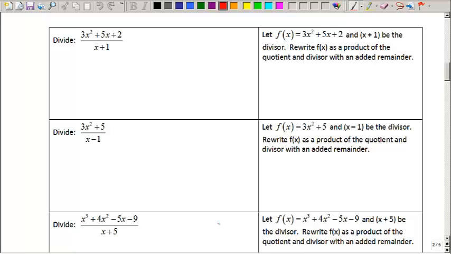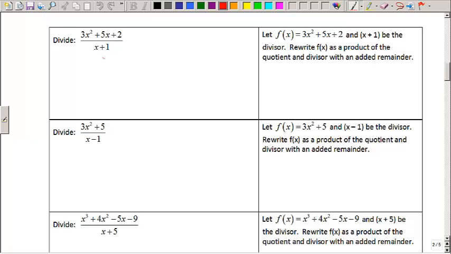Next, we'd like to practice our synthetic division by doing several examples. We're going to be working the examples on the left column. On the right column, just go ahead and leave that for now. We'll come back to that in just a minute. So I'm going to synthetically divide 3x squared plus 5x plus 2 over x plus 1.